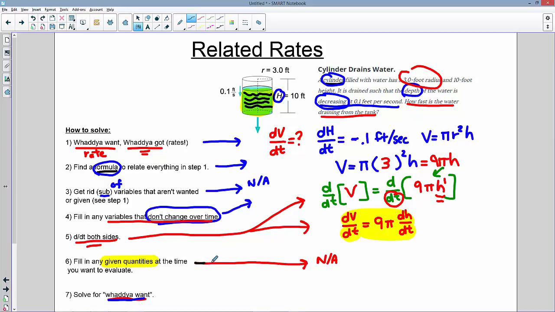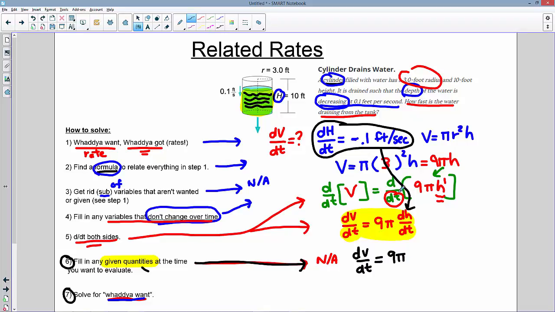In this step, given the quantities here, there is one quantity, of course, which is what we got, right? So what do you got? So the what do you got is here, and that has to go in here, okay? So remember, it's what do you want, what do you got throughout the whole problem. It's very important. On step 6, we're going to plug in what do you got, and then in step 7, we're going to solve for what do you want. So in this problem, dV/dt is equal to 9 pi, and then of course times negative 0.1. And we're ready to go.